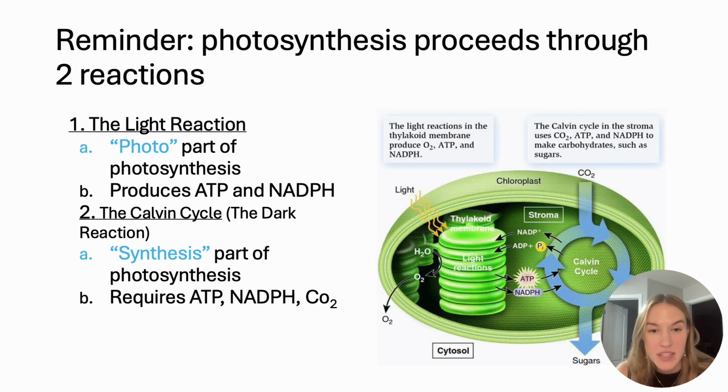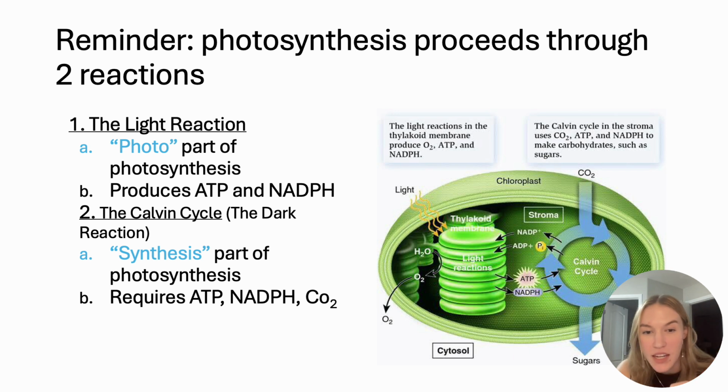So just a reminder from what we already saw from the last video review, and when I talked about it in the very first lecture, there are two reactions that make up photosynthesis. The light reaction, which is what we're going to be talking about in this video, and the Calvin cycle. The light reaction is going to be the photo part of photosynthesis, and it produces ATP and NADPH.